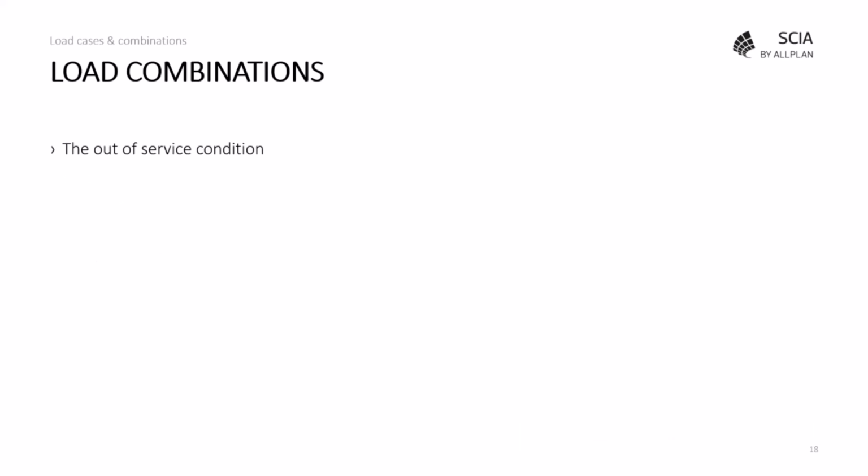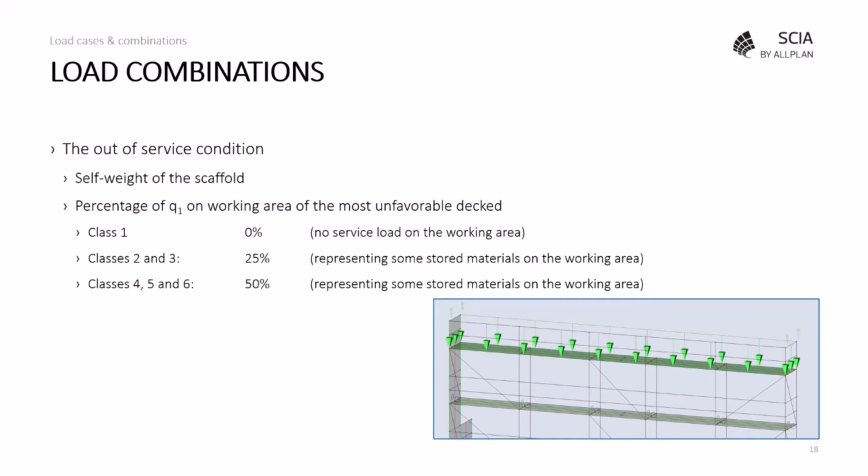And then the out of service condition, same for the permanent one. For the service load, we take a percentage of Q1 depending on your class. So in this case, if we would have a class 2 or 3, we take 25%. So that would be 1/4 of the value of 2, so we have 0.5, only on one level. And then we combine it with the maximum wind loads.